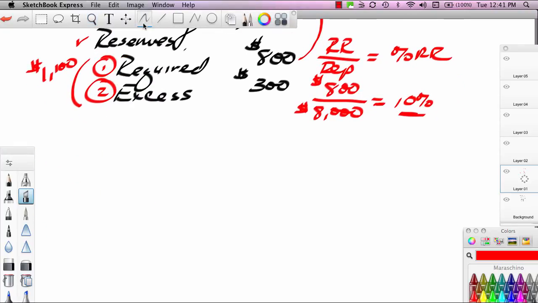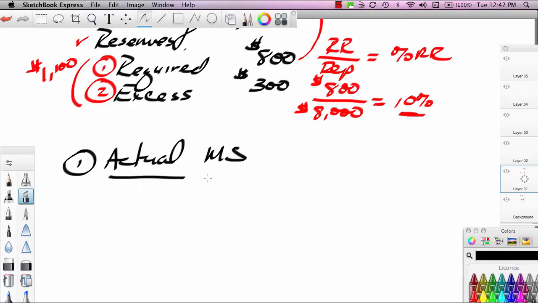The first calculation we're going to do is, in fact, let me change the color here, and let's get rid of that red. It's a little too much in your face, eh? Alright, so let's first of all calculate the actual money supply. Now this is a very straightforward calculation. It's almost definitional based on the data given.